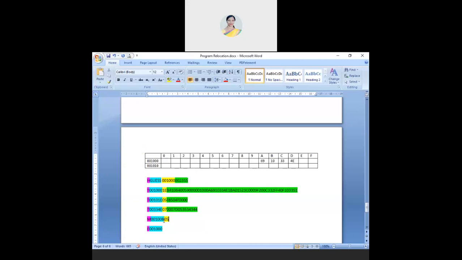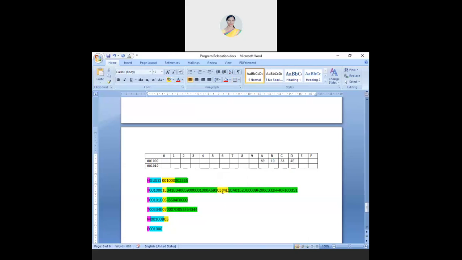When you come at 1000B, see here, this is 1000A. Please make sure that you understand. 69 is 1000A and 10 is 1000B. So this indicates that when you come at 1000B, it will tell me how many half bytes you have to change. 5. Till here I have to make the changes.